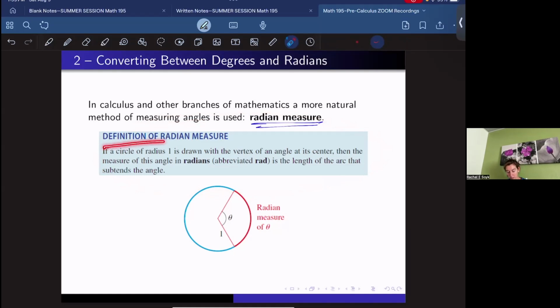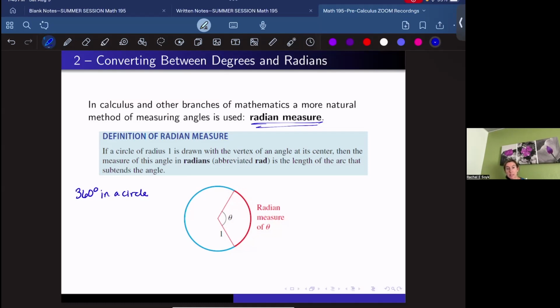So if a circle of radius 1 is drawn with the vertex of an angle at its center, then the measure of this angle in radians is the length of the arc that subtends the angle. So our radian measure of theta is this red length. And if you think about it, we know that the degrees of any circle is 360. So 360 degrees in a circle.